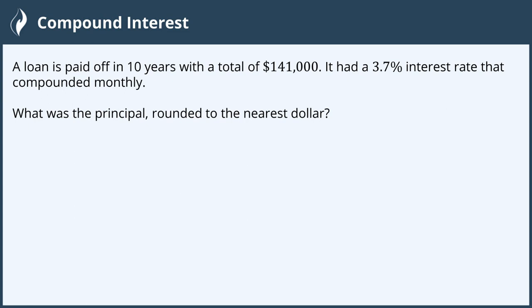The first thing we need to do is write down our compound interest formula. This is the amount final of T equals the principal times the quantity 1 plus r over n, r being the rate, n being the number of times compounded in 1 year, raised to the n, same n as before, times t, the time in years.